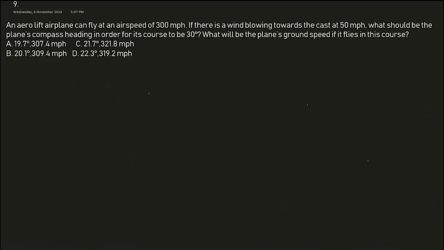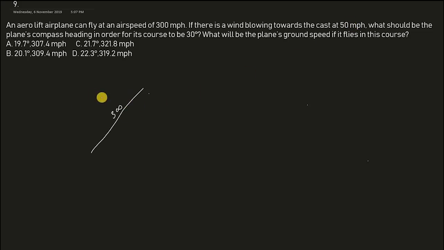All right? Problem number 9. Dito sa problem number 9, well, an airplane can fly at airspeed of 300 miles per hour. So ibig sabihin, we have here an airplane that flies 300 mph. There is a wind blowing towards the east at 50 mph.